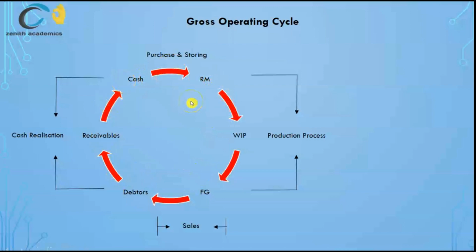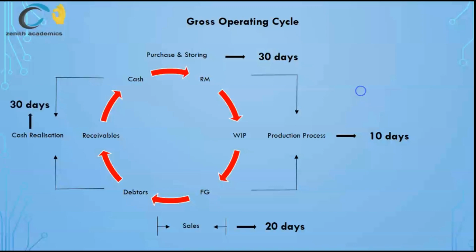Now, during the entire journey, two elements are involved. One is time, the other is cost. Suppose the time taken for placing order for the raw materials and storing them takes 30 days, right? And the production process takes 10 days to complete from the raw material stage to the work in progress stage and finally to the finished goods stage. The time taken for the goods to be sold is 20 days. And finally, the sale proceeds are realized from the debtors or the receivables in 30 days.